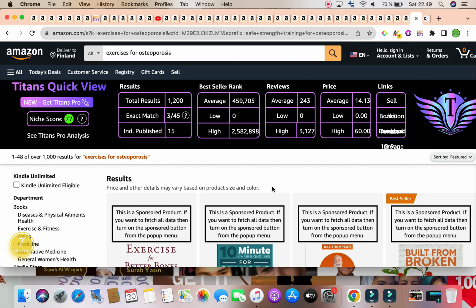So the first keyword is exercises for osteoporosis, and here we have a strong keyword niche score given by Self-Publishing Titans of 77, which is amazing. Green light right here for the keyword strength. Also, we have a keyword niche score of 7 from Amazon Scout Pro, which has a scale of keyword strength from 1 to 9, 9 being the highest. I'm personally happy with 7, and 77 by Self-Publishing Titans.